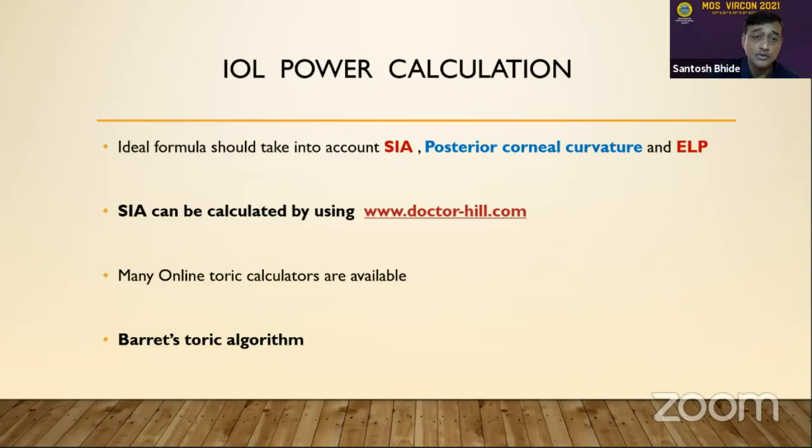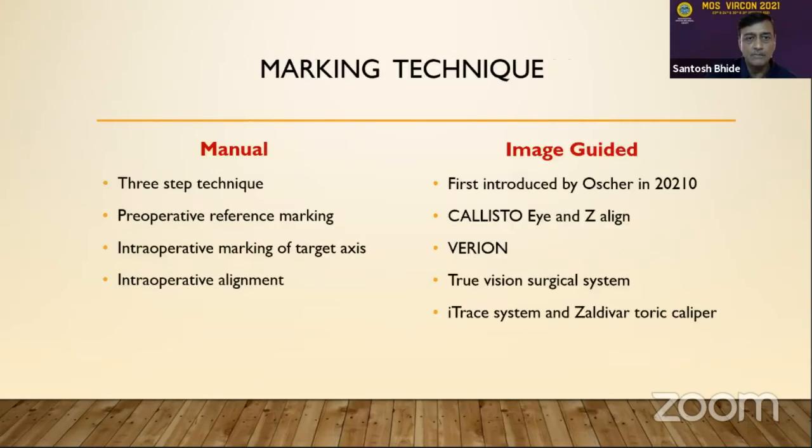Which formula is to be used for IOL power calculation is the most important question. Any formula which takes into account your surgically induced astigmatism, posterior corneal curvature, and effective lens position is the formula which one must use. Now, how to calculate surgically induced astigmatism? You can calculate on your own by going to the site of Warren Hill. There are many toric calculators available, but the Barrett toric calculator is the best. Or you can use 2 different formulas and then come to the conclusion.